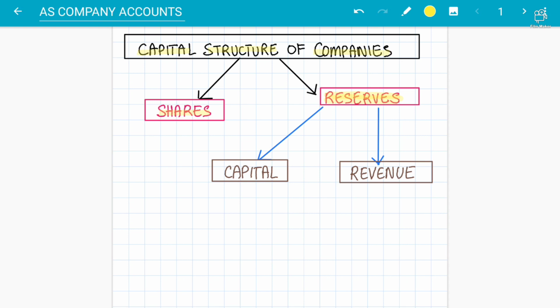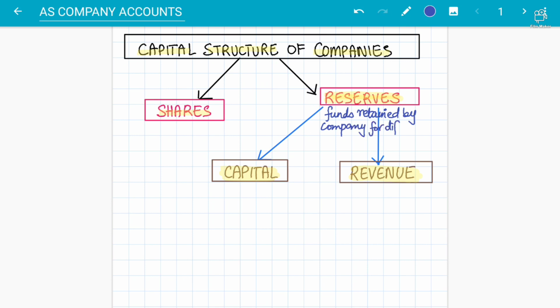So you need to understand that we have two types of reserves, that is capital reserves and revenue reserves. But the most important thing is what actually reserves are. Basically reserves are the amounts or the funds that are retained by the company for different purposes. Okay, so let's write it down. The funds retained by the company, or the amounts retained by the company for different purposes.